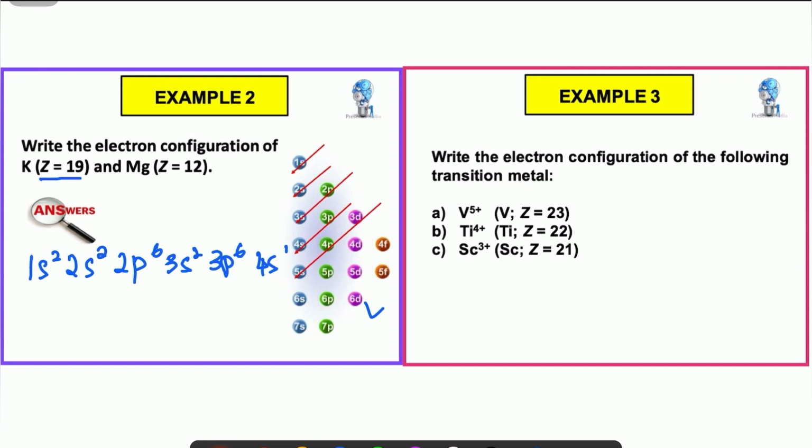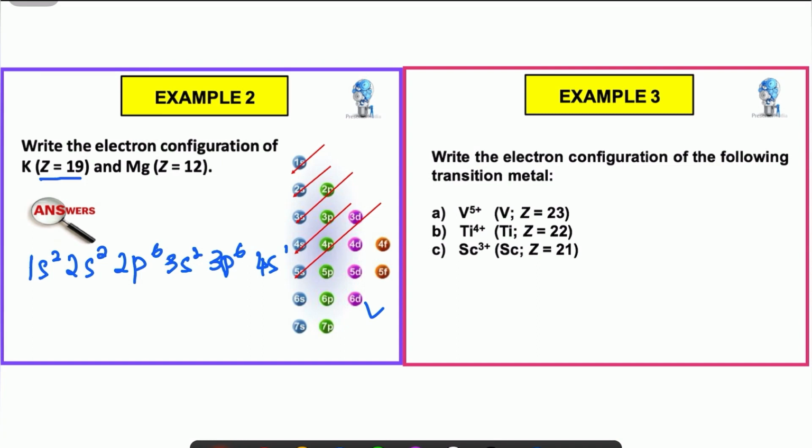Next, example 3. This one needs you to write the electronic configuration for the ions. So it gives you all these ions, and at the same time it gives you the proton number for the neutral elements, for each element. And let's see for the vanadium 5+. It gives you the proton number of vanadium.